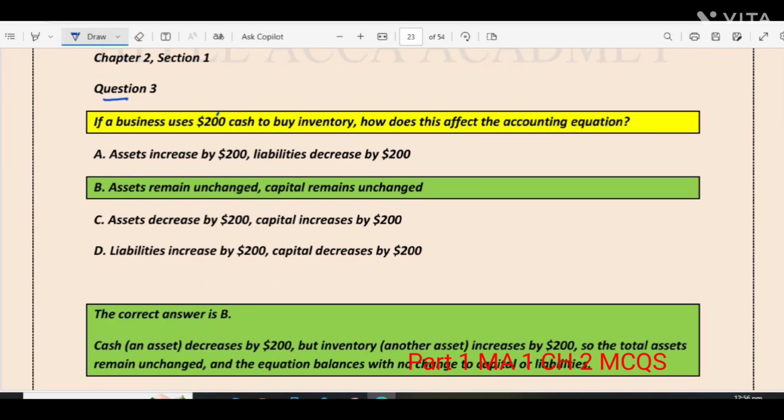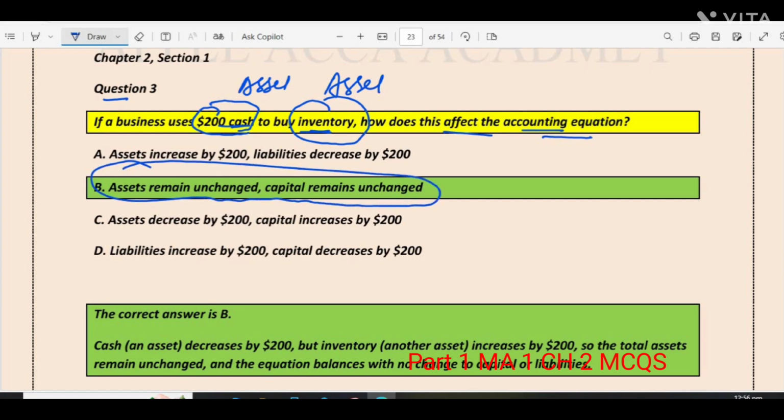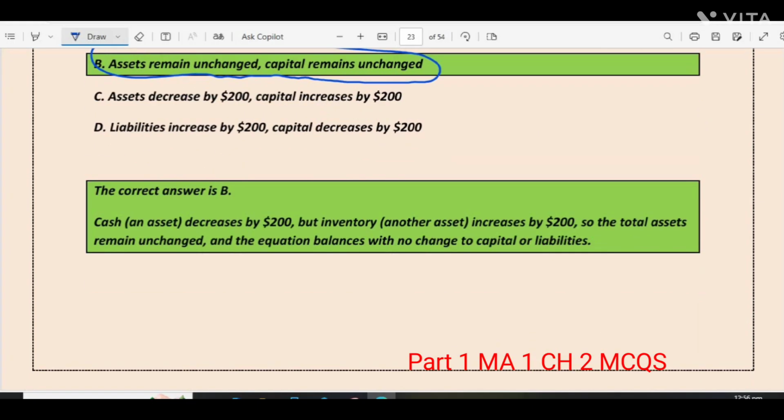Okay, now this is MCQ number three. A business uses 200 cash to buy inventory. How does this affect the accounting equation? Here you have spent 200 cash, meaning you are spending an asset and you are also getting an asset. So the asset remains unchanged, capital remains unchanged, and the reason is that one asset goes out and another asset comes in, so there will be no change, right? Cash as an asset decreases by this amount, but inventory is another asset, and this will increase your assets by this amount, so the net effect will be unchanged, zero.